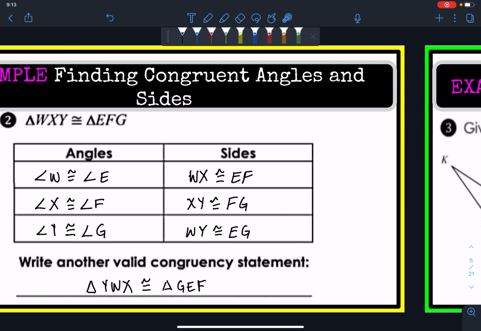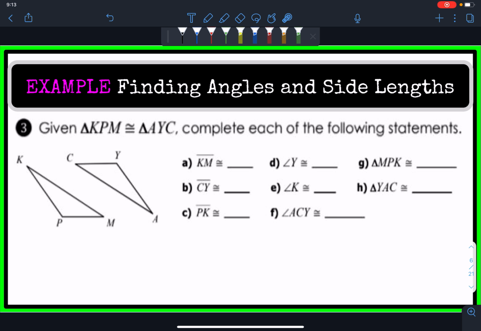So let's look at an example. We are actually given a triangle right here, okay? And before we start filling this in, again, I'm going to use the fact that I'm told how these 2 triangles are congruent. So we have that triangle KPM is congruent to triangle AYC. So angle K corresponds to A. So I'm going to use a yellow marker right there for this angle and that angle.